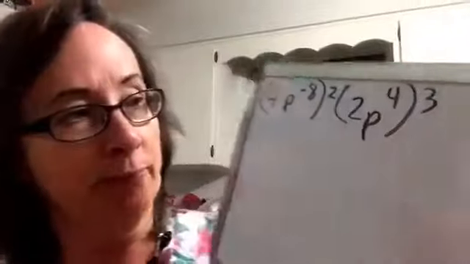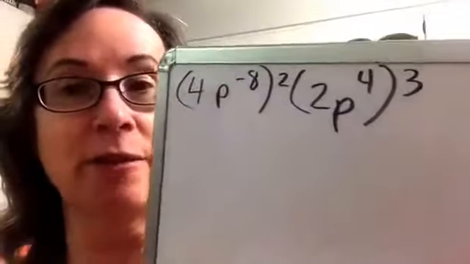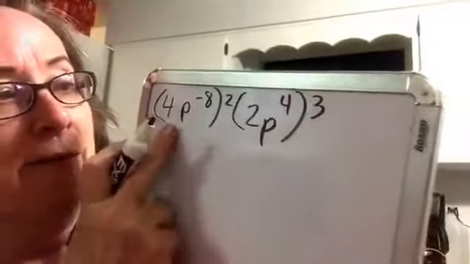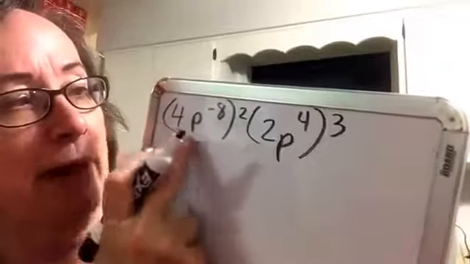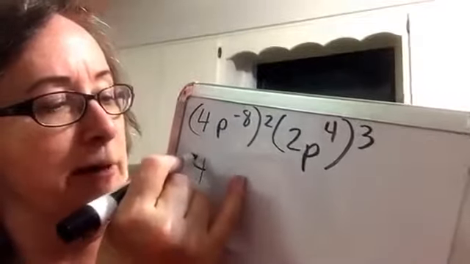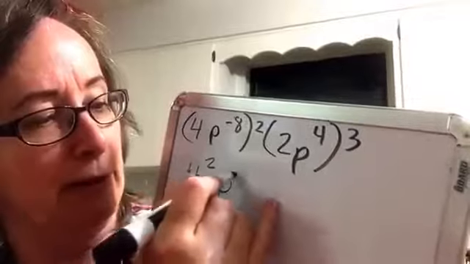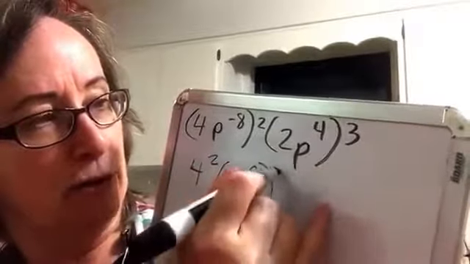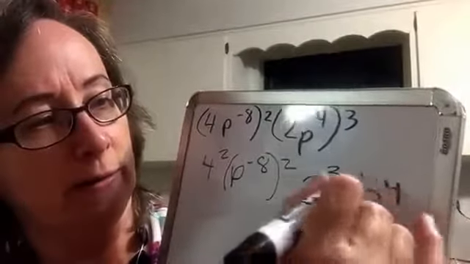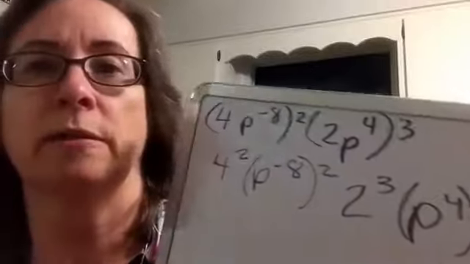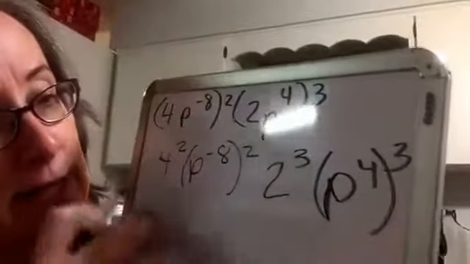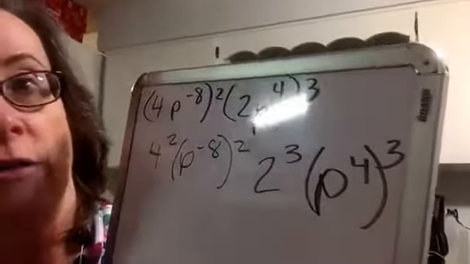We are talking about 6.2, which is more about exponents and scientific notation tonight. So here's our first problem, and notice that it's kind of a hodgepodge of some of the things that we've already worked on. On this first part, we have a product, and that product includes a power that's raised to another power. So basically, we're going to have 4 squared p to the negative 8 squared times 2 cubed p to the 4 cubed. Okay, so now we're going to take each part of this long expression and start simplifying it.